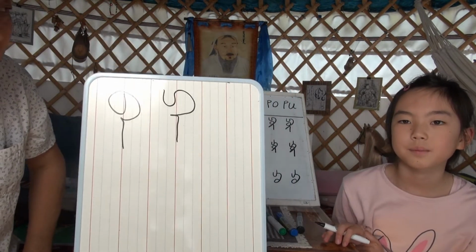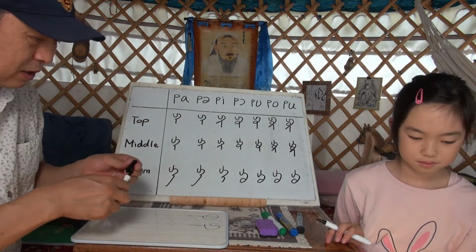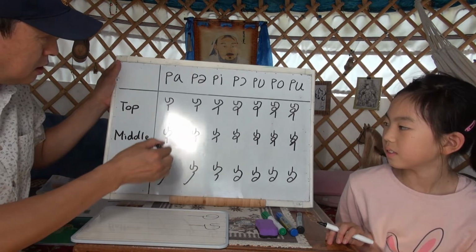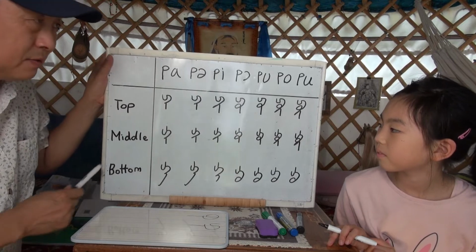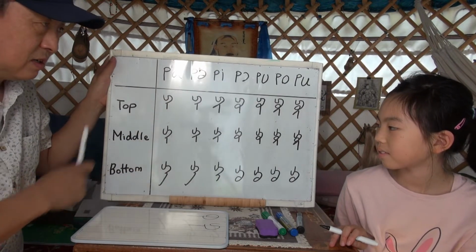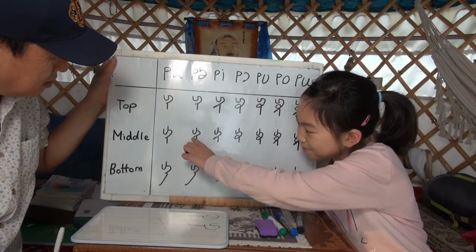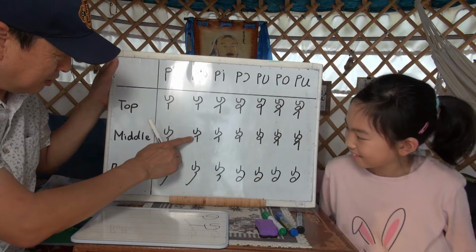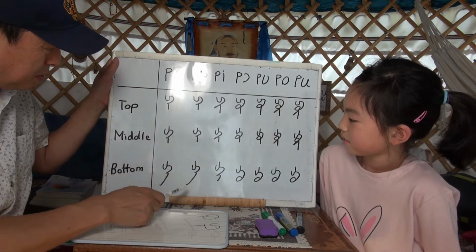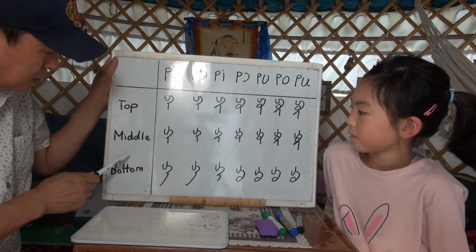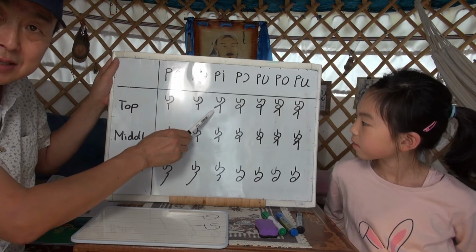Briefly look at the overall. Pa and P are exactly the same. We have seen this similarity all over. Pa, P, in three shapes: top, middle, bottom. And then P, this is the Shin. P is the Shin.